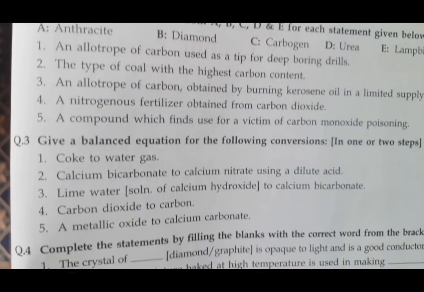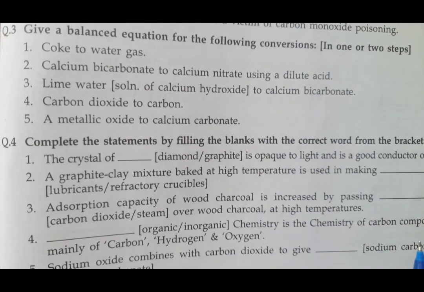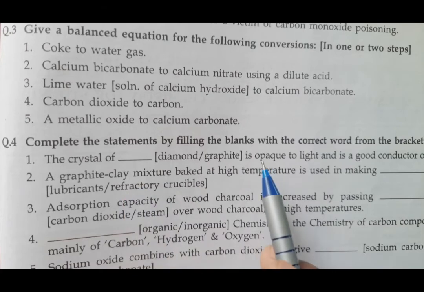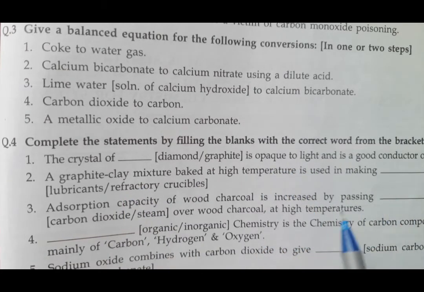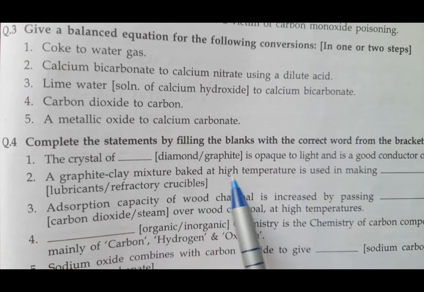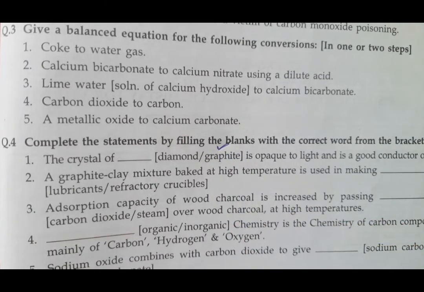Now after that, we can go to question number 4, and we can see the fill in the blanks, students. The crystal of dash is opaque to light and is a good conductor of heat. Just a while ago we learned which is a good conductor of heat. Which is a good conductor of heat, diamond or graphite? So the answer is graphite, because diamond is a bad conductor. So remember, the answer for this is graphite, students. Others we cannot do right now, but afterwards we will do it.